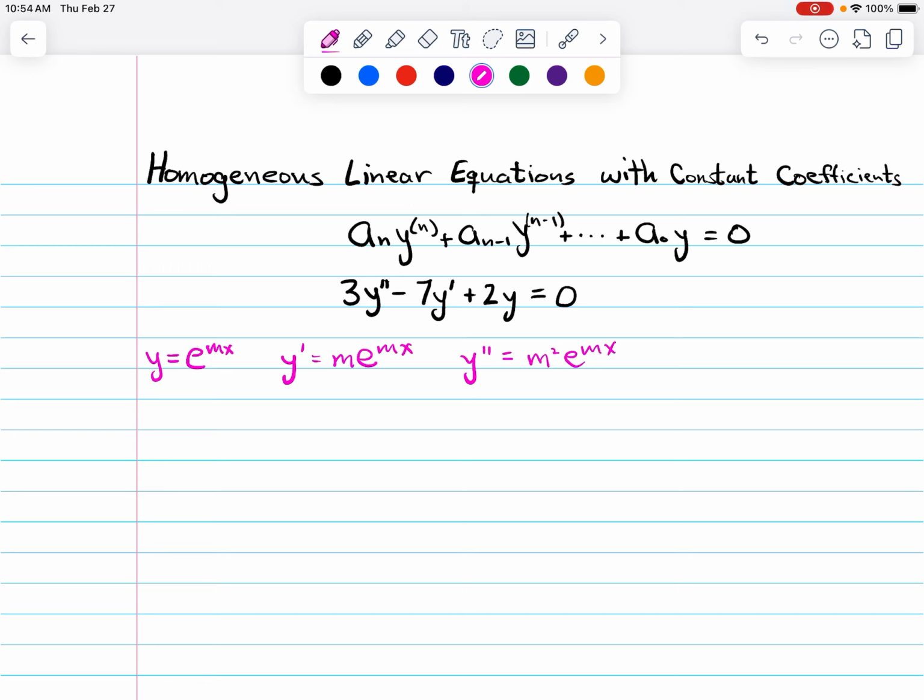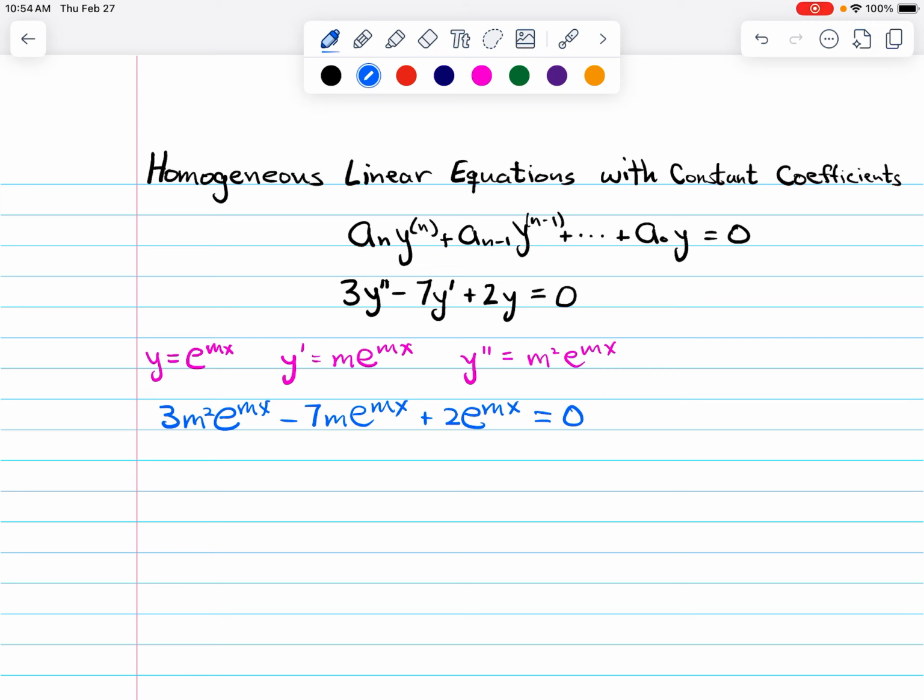Now, what I want to do is plug back in. I want to plug in the second derivative into the y double prime, first derivative into the y prime, and the y into the y. So let's see what happens when we do this. When we do this, we're going to get 3m squared e to the mx minus 7m e to the mx. And then finally, plus 2e to the mx equals 0.